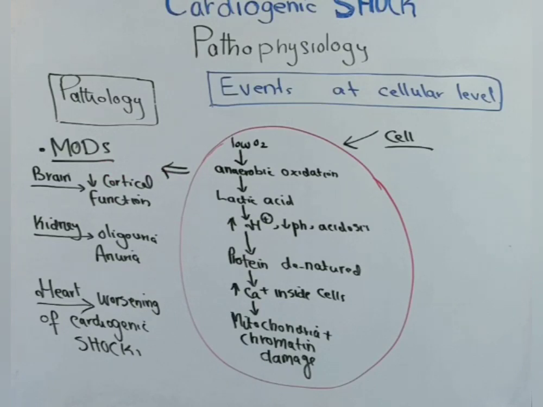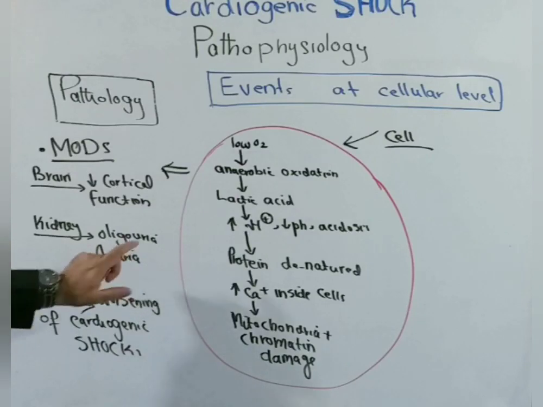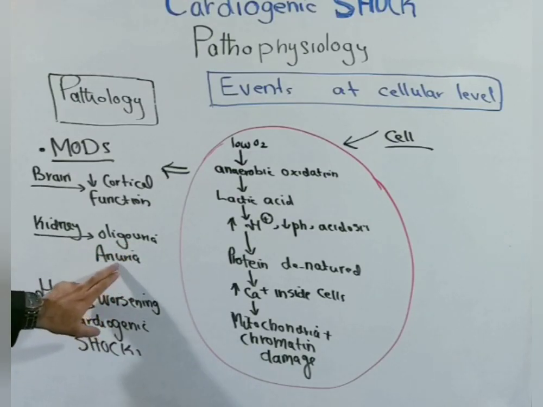The most important vital organs are the brain, kidney, and the heart. When there is hypoperfusion and these cellular events happen in the brain, there will be decreased cortical functioning, and the patient will develop brain encephalopathy and will ultimately become drowsy and go into coma. The same problem happens with the cells of the kidneys: there will be hypoperfusion and hypoxia of the cells of the kidneys. There will be oliguria and ultimately anuria.